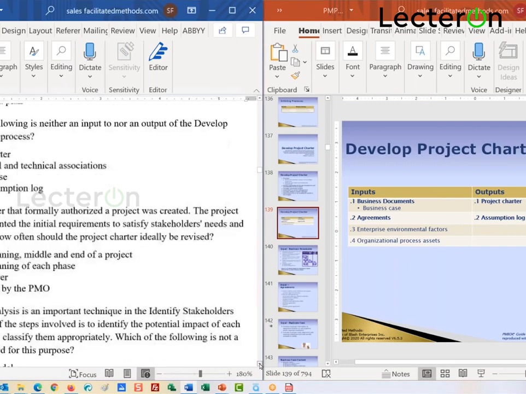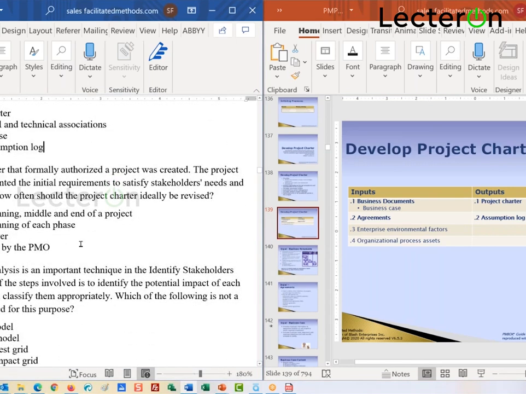Number 9, a project charter that formally authorized the project was created. The project charter documented initial requirements to satisfy the needs and expectations. How often should the charter be revised? Nobody should miss this one. I think I've said it at least 5 times. Usually never. Okay, think about this. If you did a charter, all it's doing is saying we're getting ready to start this and you've been assigned. Why would I have to go back and change that?